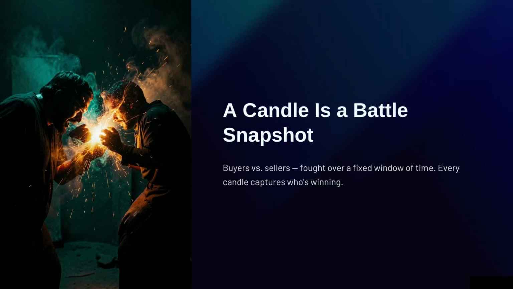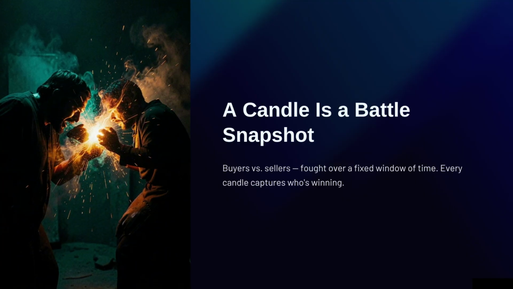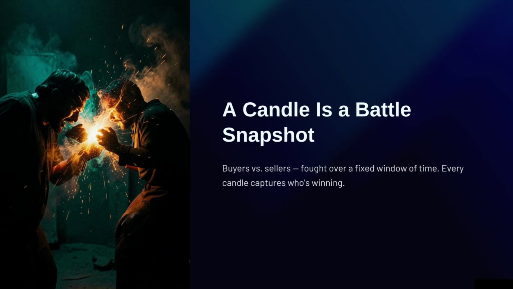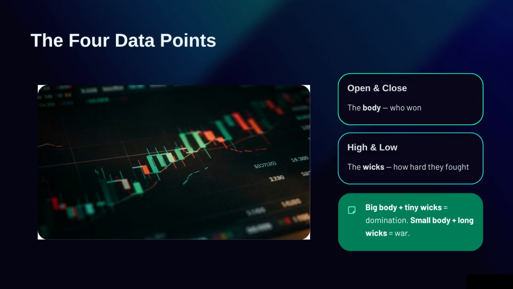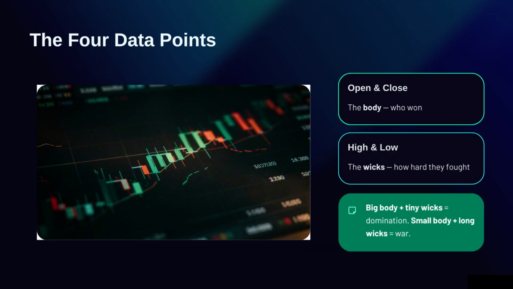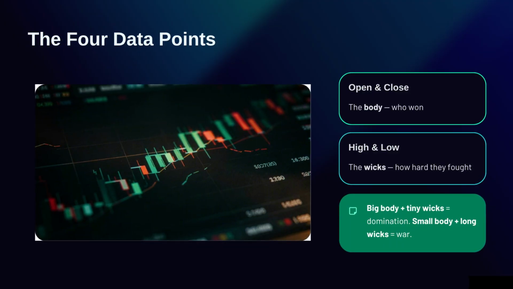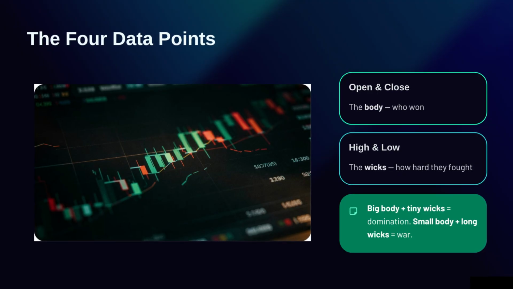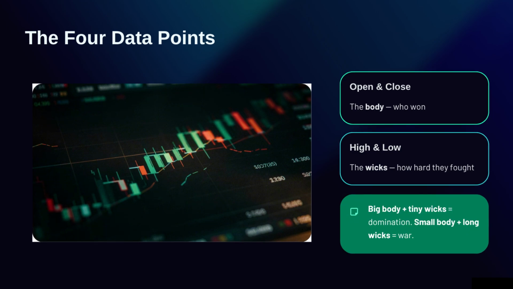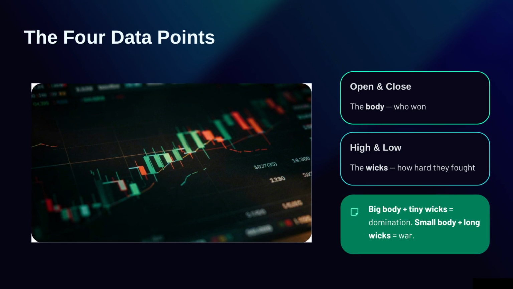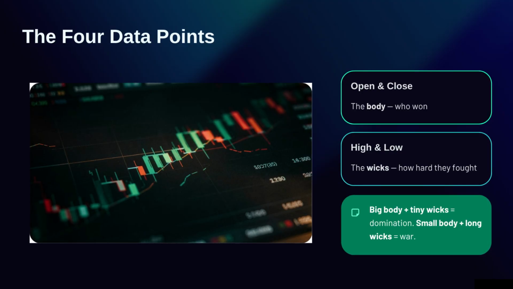A candlestick isn't just a bar on a chart. It's a snapshot of a battle between buyers and sellers, fought over a fixed window of time. Every candle has 4 pieces of information: the open, the close, the high, the low. The body shows you where price opened and where it closed. The wicks, sometimes called shadows, show you the extremes: the highest point buyers reached, the lowest point sellers pushed.